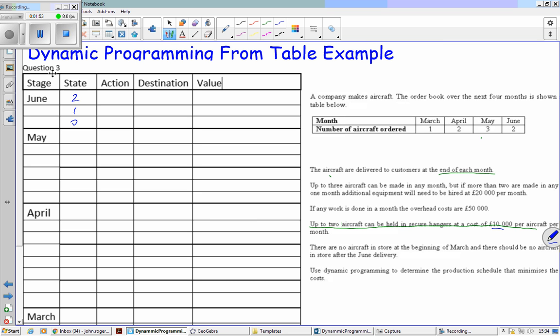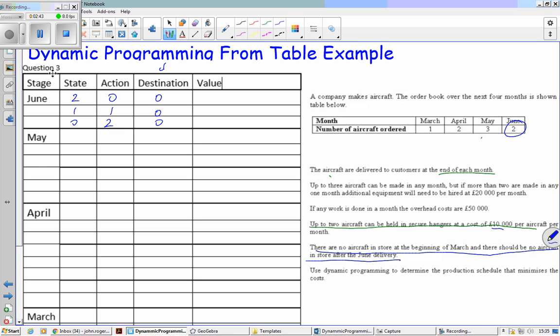Now we can see that the demand is for 2 in June, so we need to make sure that we can actually supply 2 aircraft. Now if 2 are held in storage, then of course we don't need to produce any. And if 1 is held in storage, we need to produce 1. But if none are held in storage, we have to produce 2. The destination, of course, here is 0, because I think at some point it says there are no aircraft at the beginning of March, and there should be no aircraft at the end of the June delivery, hence the 0 in our destination. All the production planning type problems will have that same structure.